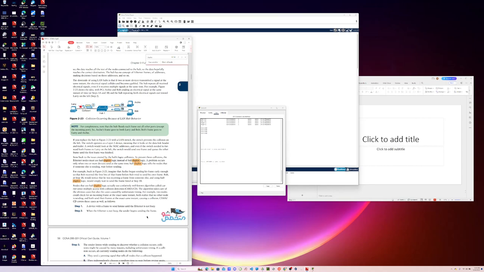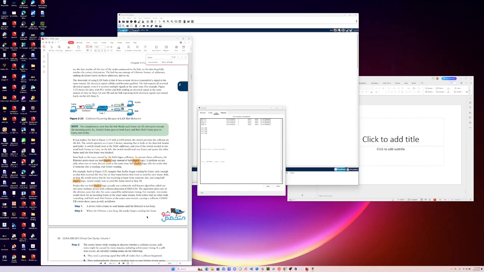If you replace the hub in the figure with a LAN switch, the switch prevents the collision on the left. The switch operates as a layer 2 device, meaning that it looks at the data link header and trailer. A switch would look at the MAC addresses, and even if the switch needed to forward both frames to Larry on the left, the switch would send one frame and queue the other frame until the first frame was finished.